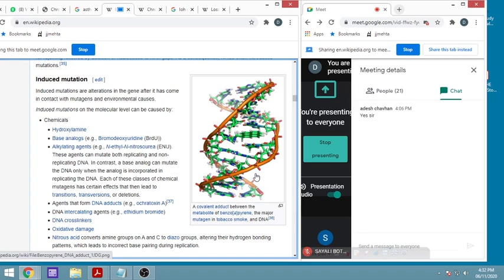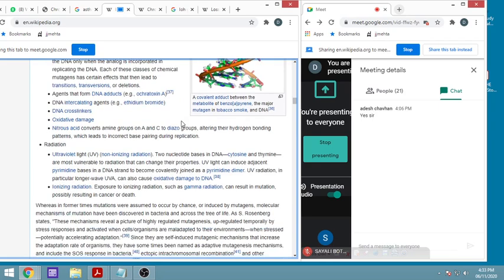Then various agents which form DNA adducts, like ochratoxin. Then agents which are known as DNA intercalating agents. Ethidium bromide is used for staining of DNA, and even alkylating agents can also do intercalation of the DNA. Then there are DNA cross linkers which will form cross linking or covalent bonding, so it will not allow the DNA strands to separate.